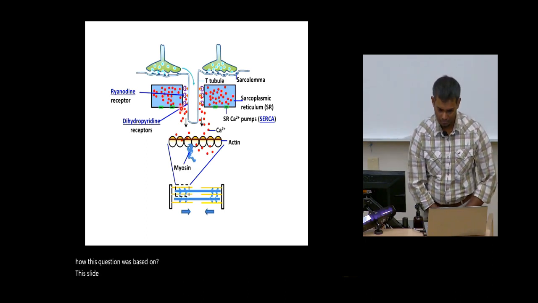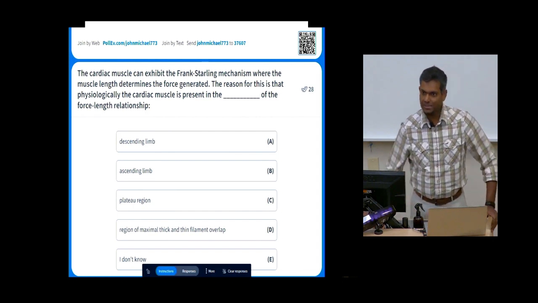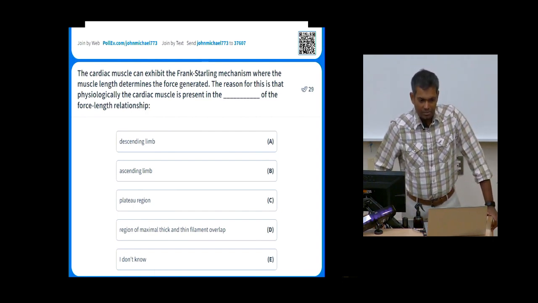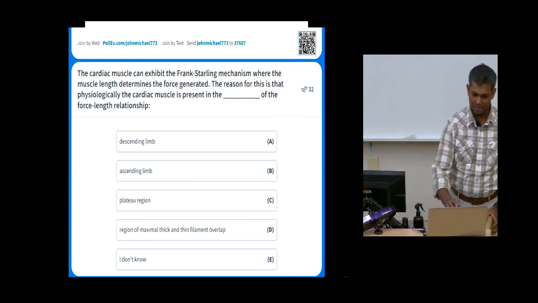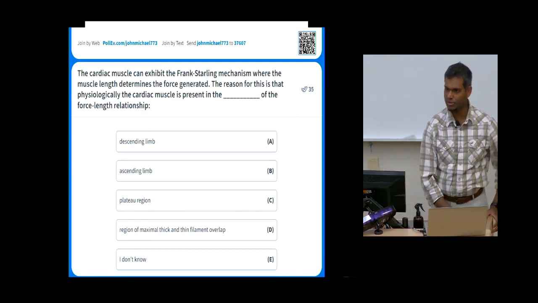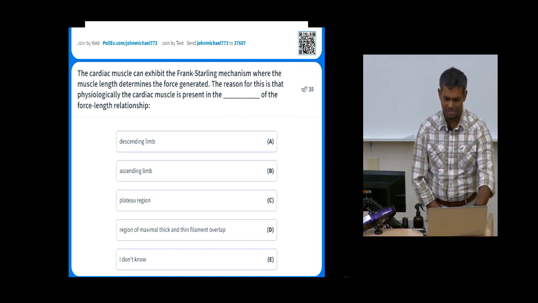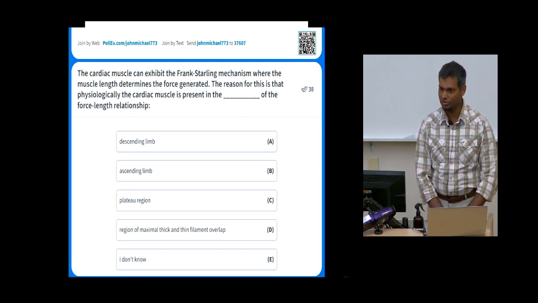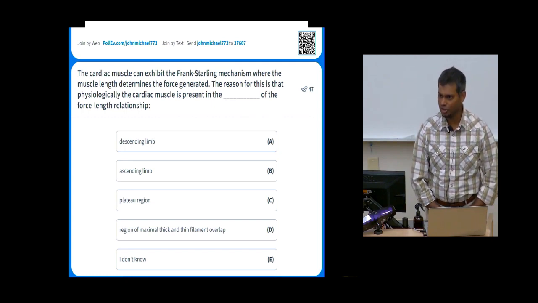Okay, all right, moving on. The cardiac muscle can exhibit the Frank-Starling mechanism, where the muscle length determines the force generated. The reason for this is that physiologically the cardiac muscle is present in the blank of the force-length relationship. So is the cardiac muscle functioning in the descending limb, ascending limb, plateau region, or the region of maximal overlap between the thick and thin filaments? Where is the cardiac muscle functioning?